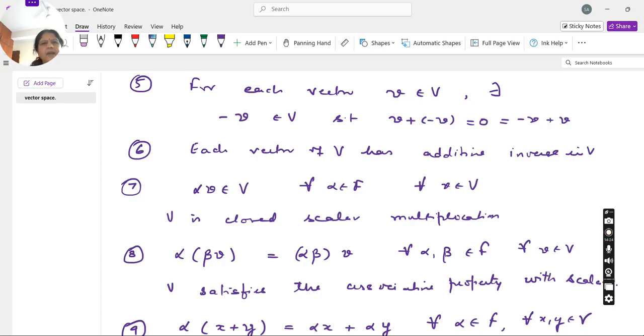So I have written one extra point which should not be here. The 6th number should not be here. This is 6, the additive inverse, so that means this is not the 6th. This is 6 alpha b, and this is 7, right? And this one is our 8 point.